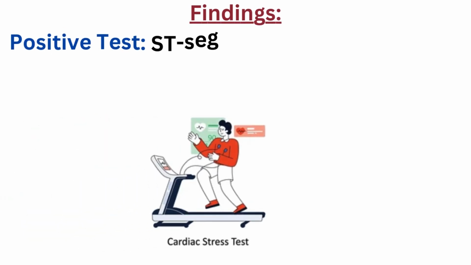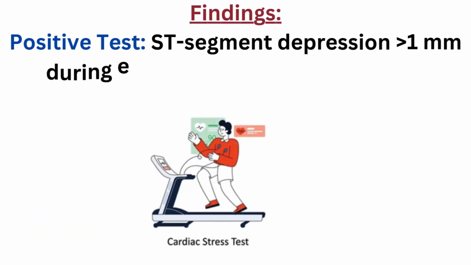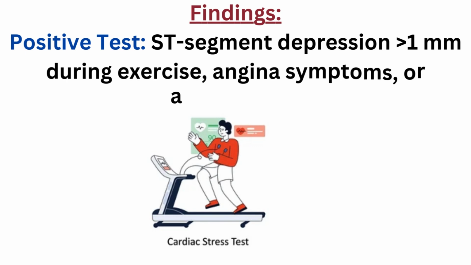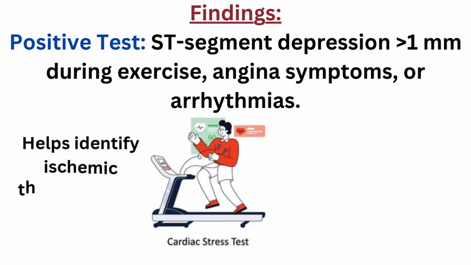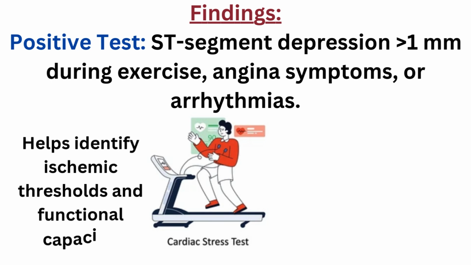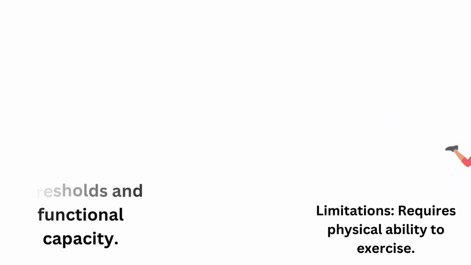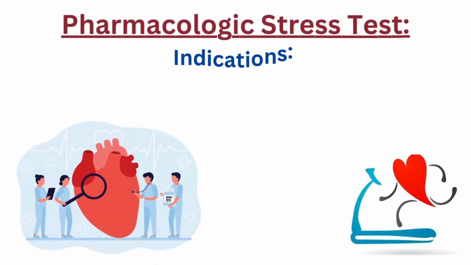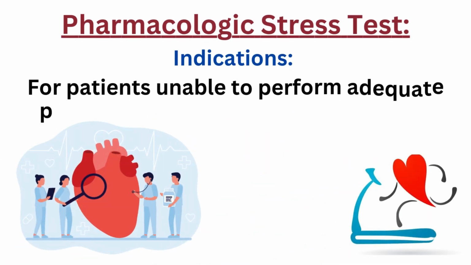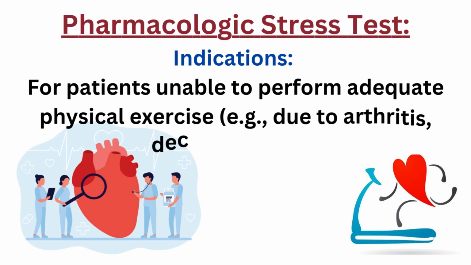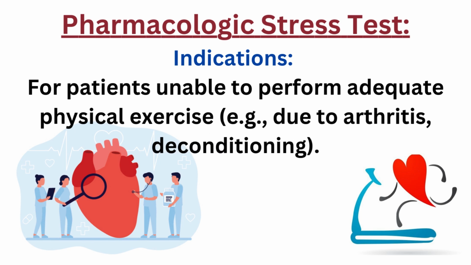Findings: positive test, ST segment depression greater than 1 mm during exercise, angina symptoms, or arrhythmias. Helps identify ischemic thresholds and functional capacity. Limitations: requires physical ability to exercise. Pharmacologic stress test. Indications: for patients unable to perform adequate physical exercise, for example, due to arthritis, deconditioning.